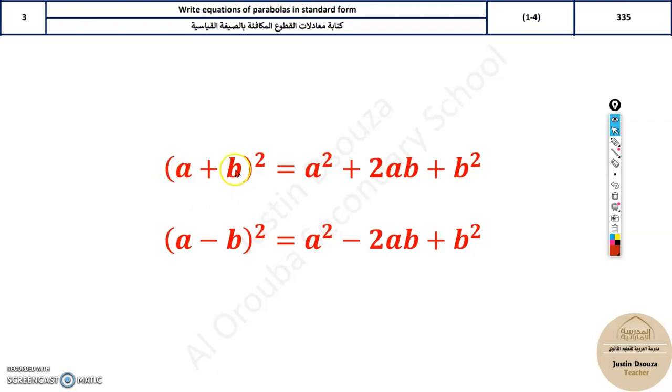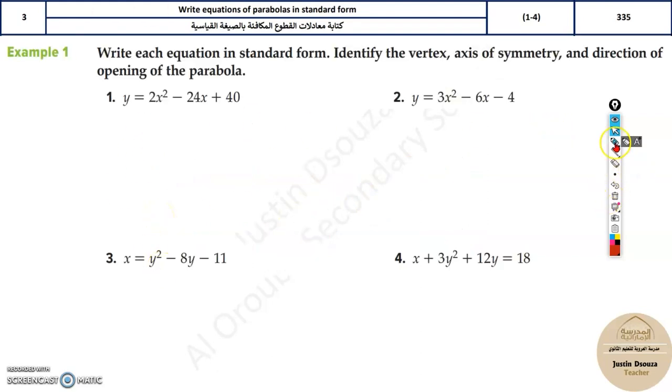Let's quickly recall. a plus b the whole square equals a square plus 2ab plus b square. And if it is minus over here, a square remains positive. Only this middle part, minus 2ab, is negative, and plus b square. So why do we need this? The questions will be something like this. You will have the general form. See, the general forms are given. Now, you need to find the vertex, axis of symmetry, and direction of opening, and then write the equation also in the standard form. All these things must be done.